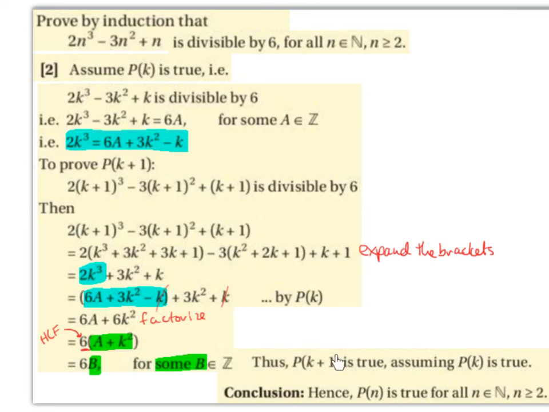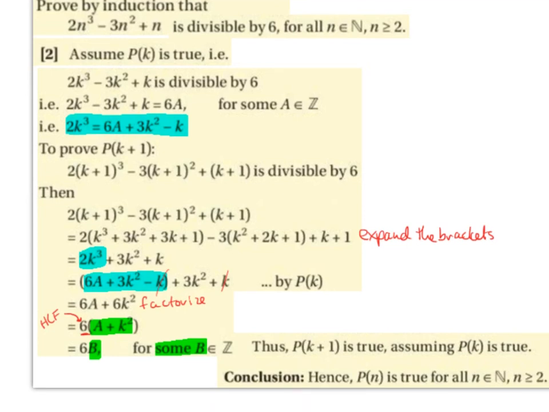Thus, P(k+1) is true, assuming P(k) is true. Conclusion. Hence, P(n) is true for all n values elements of the natural number set where n is greater or equal to 2.